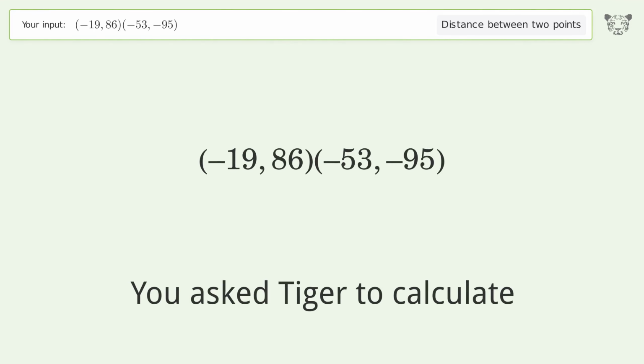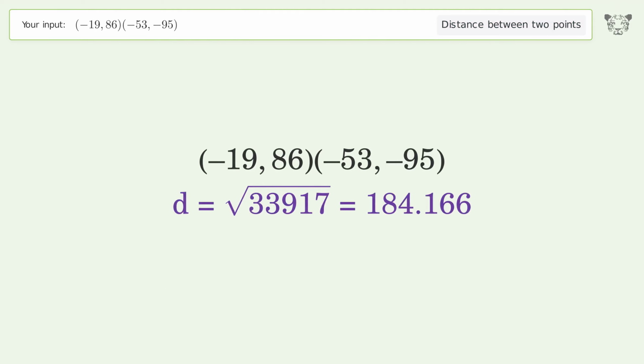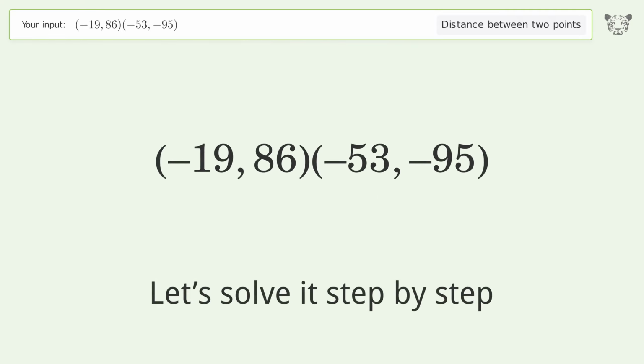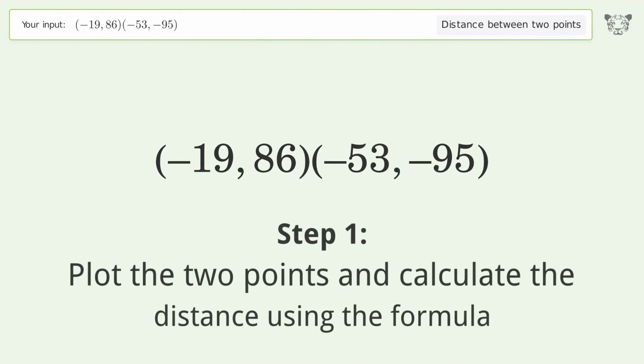You ask Tiger to calculate. This deals with the distance between 2 points. The distance between the 2 points is the square root of 33,917, or 184.166. Let's solve it step by step. Plot the 2 points and calculate the distance using the formula.